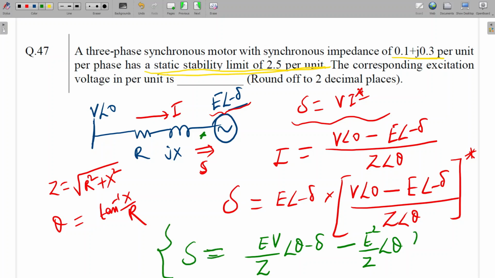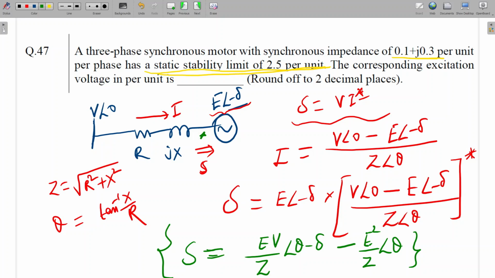Anyone having doubt in this equation? How I have calculated this apparent power? I will explain again. Is it clear to all? Hello, yes, you can ask.